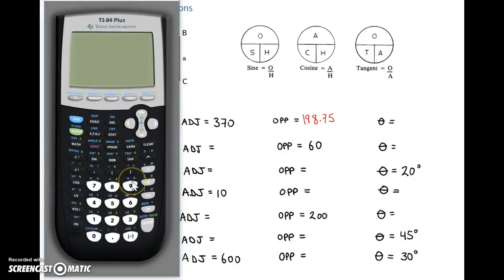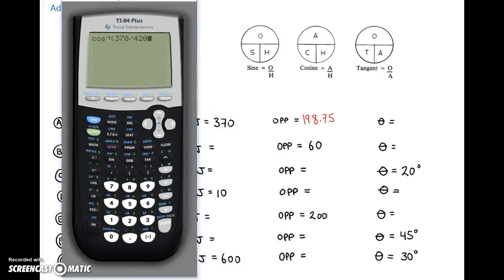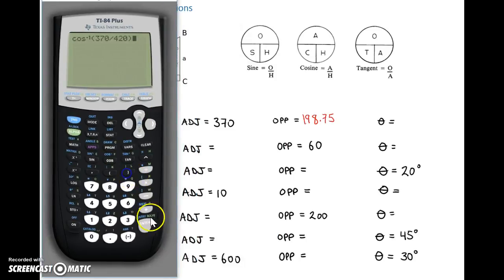So we've got the inverse cos of 370 divided by 420. Is that right? Yeah. That gives us an angle of 28.242, so we'll do 28.24.